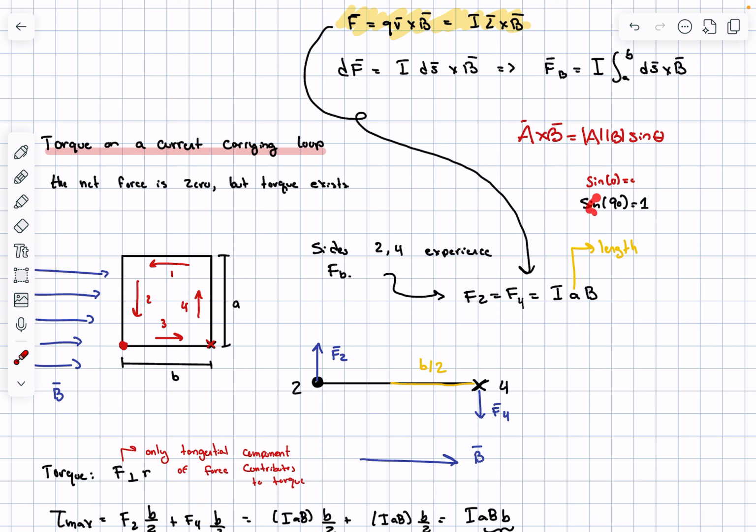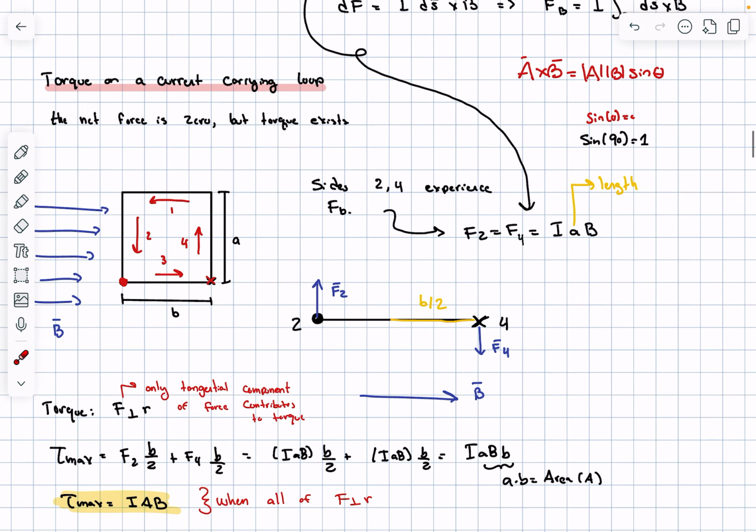So whenever we plug this into this equation, we get I times L, the length of wires 2 and 4 here, which is a, times B, the magnitude of the magnetic field. So this is F2 and F4, the magnitudes anyways, and they're in equal and opposite directions.